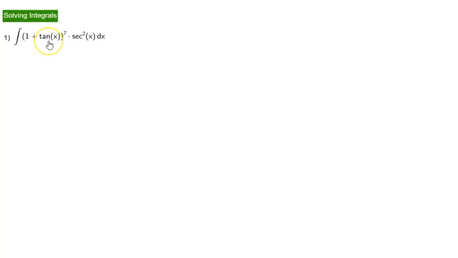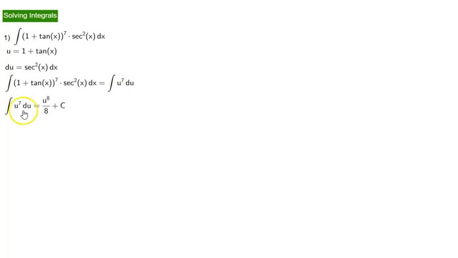We know that the derivative of tan x is sec square x. But what if we differentiate 1 plus tan x? 1 will disappear. So that means we can do the substitution u is equal to 1 plus tan x. So when we differentiate it, we get du is equal to sec square x dx. So after substitution, it becomes integral of u to the power of 7 du.